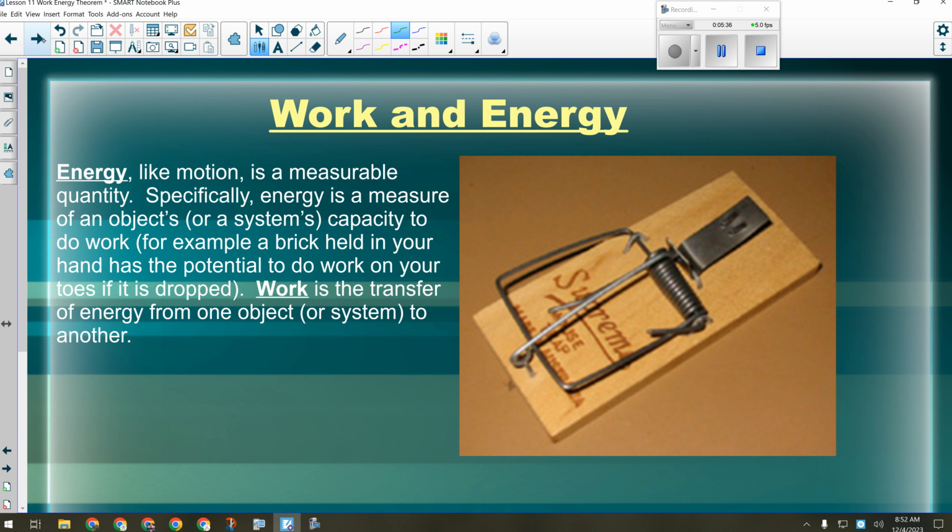All right, so the technical terms for all of these things are: this is the spring, this is the trigger, this is the trigger bar, and this is the killing bar. That's its name, aptly so, because that's its job. It snaps the little neck of the mice.